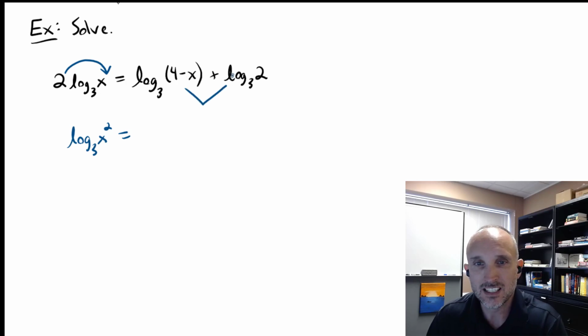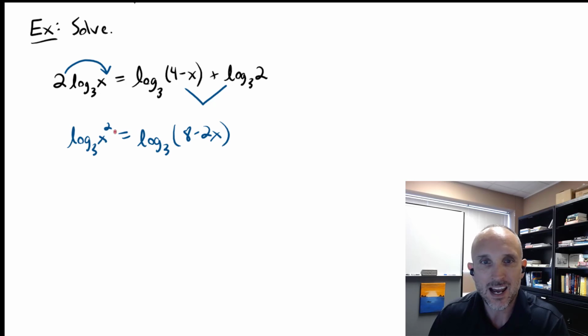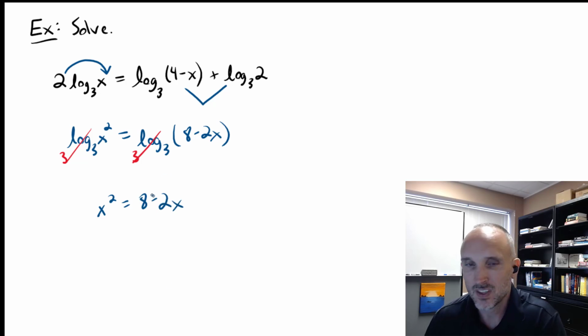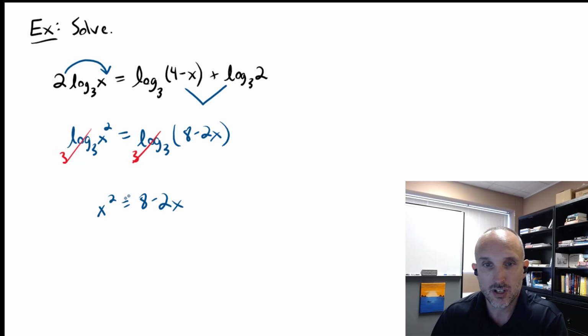On the right side, I need to combine these logs, so I can undo the single log, and I'll combine them with multiplication. So if I multiply 4 minus x by 2, it turns into 8 minus 2x. Now I can get rid of my logs by applying a base of 3 on both sides. And so I'm left with x squared equals 8 minus 2x. This is a polynomial equation, so I'll get 0 on one side, and I'll put all my terms in descending order on the left. So I'll add 2x, I'll subtract 8, leaving 0 on the right.